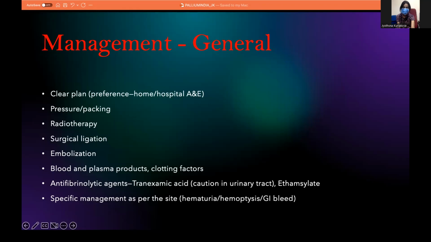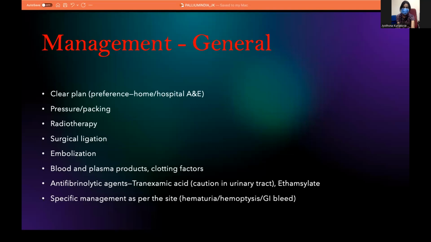So when you are giving tranexamic acid, you have to exercise caution if it is a patient who has hematuria, because it has the potential to cause microthrombi. This can lead to urinary retention and obstruction, and even hydronephrosis. So in such cases, and if the patient's platelet levels are normal, ethamsylate is an alternative option, because it increases the platelet adhesiveness and thus it controls the bleeding. And as per the site, the management will vary according to the site of the bleed.